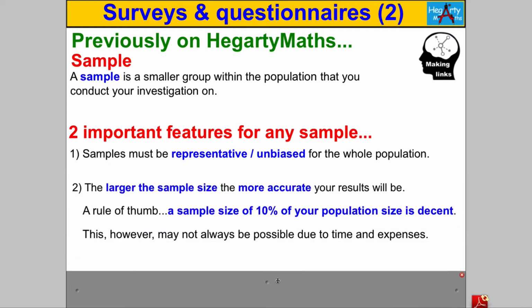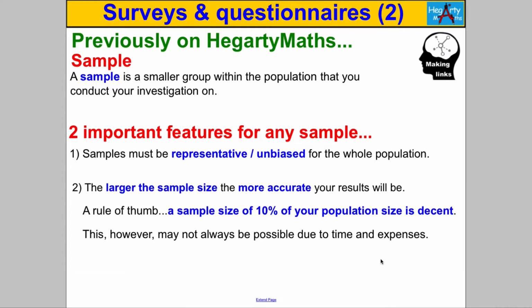And the second one is the sample size needs to be as large as you possibly can make it, because that way it's more accurate. And I roughly said a rule of thumb is 10% of the population size, but you may not always be able to do it, but it's got to be as large as you can make it. And those two features are something we're going to talk about later.